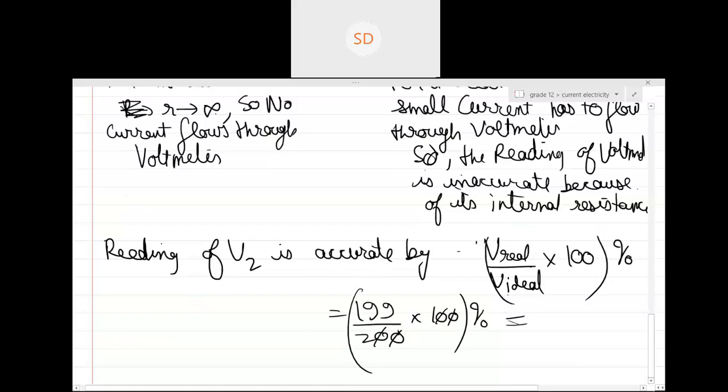In this case, what is the accuracy, guys? 199 upon 200. How much? 99.5%. So now you understood how to calculate the accuracy. Yes or no? Understood? Yes, sir. Shall I give you one question based on accuracy?